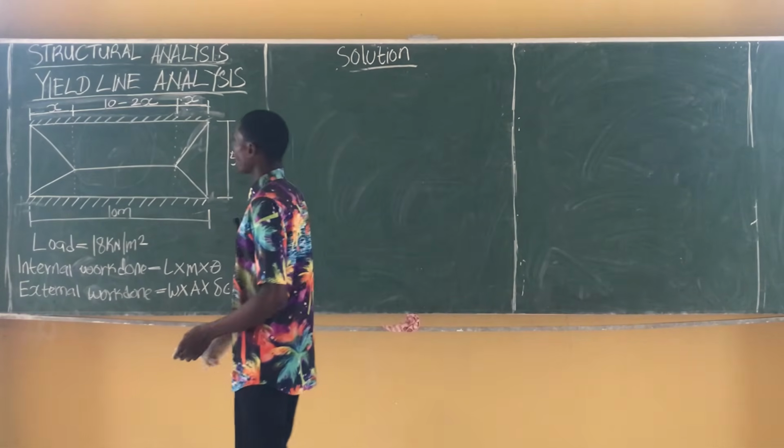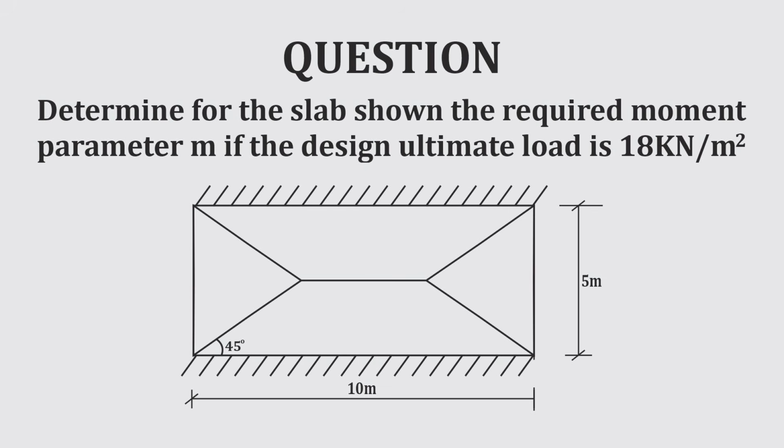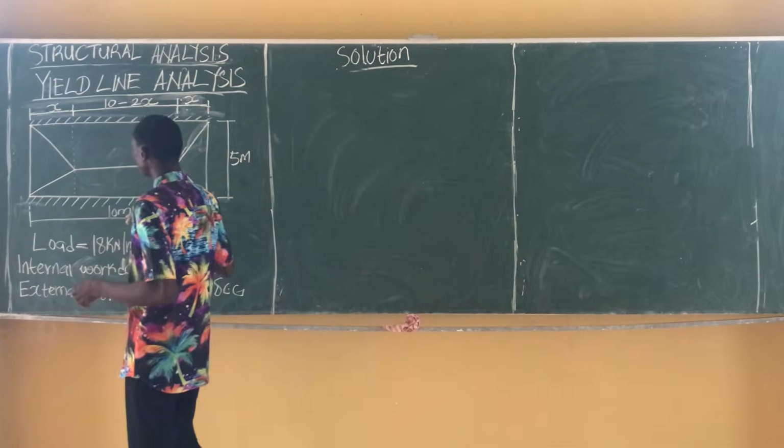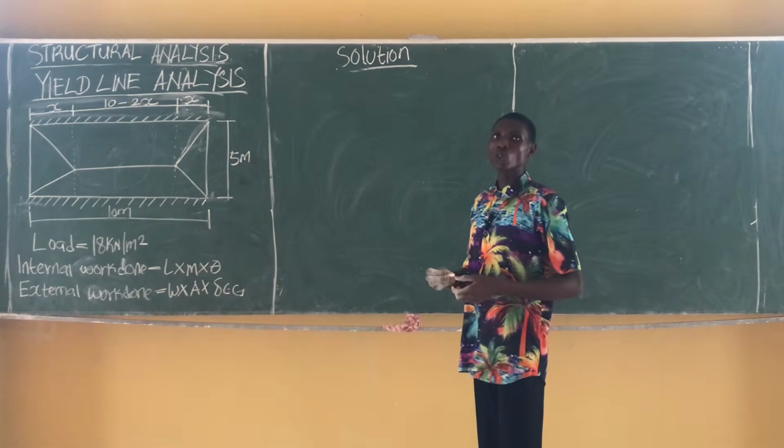Now let's go ahead and analyze this. The problem says, determine for the slab shown the required moment parameter M if the design ultimate load is 18 kilonewton per meter square. So we are asked to determine the moment given this load. What's the first thing we do?